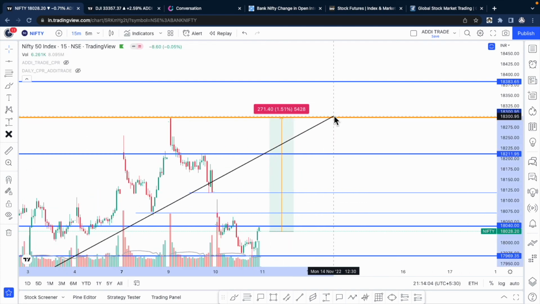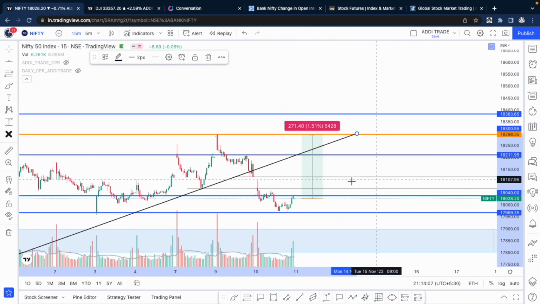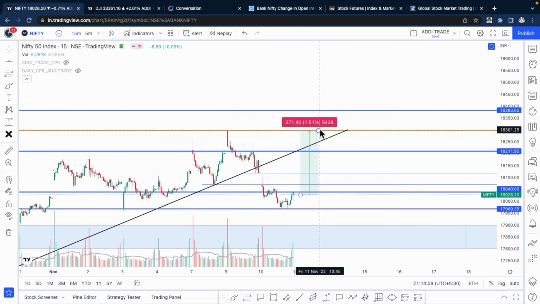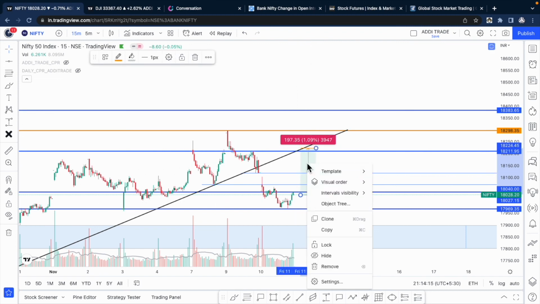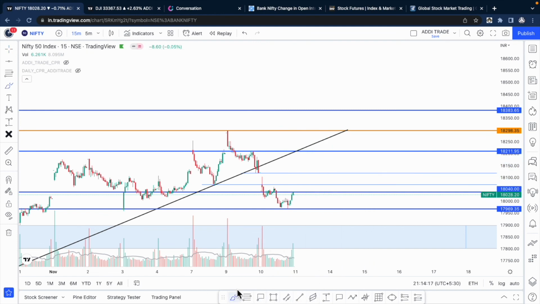My view is this gap up might come to retest this trend line and then we might get a sell off. That is what I'm expecting. Something like this: we get a gap up, retest this trend line and then dip. So this is what I'm planning for. But obviously if the market breaks this and goes higher, definitely we will trade on the long side. But these are the levels that I'll use in Nifty.